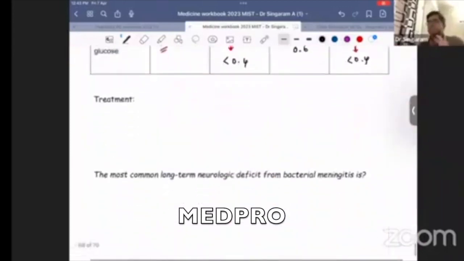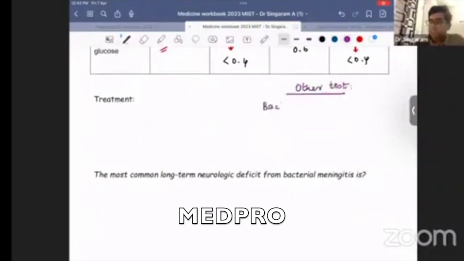See, this is CSF analysis. You have to do the other testings also. For example, for bacteria, what test do we have to do? We have to do a Gram stain. We have to do the bacterial culture also. I hope you can follow this.